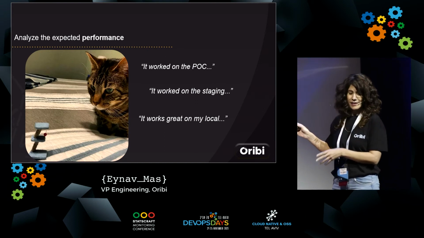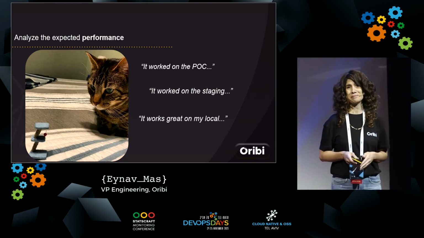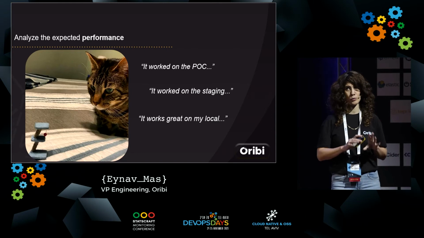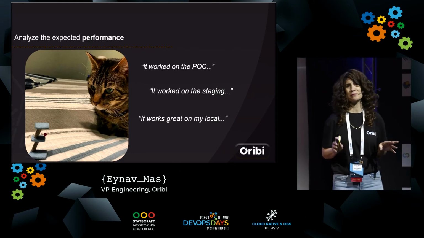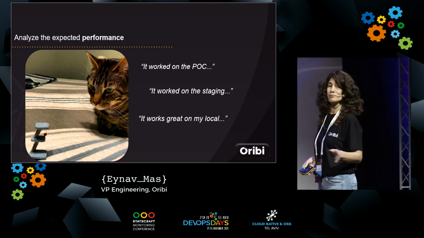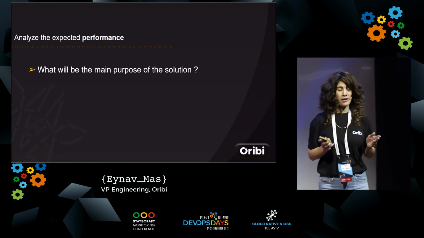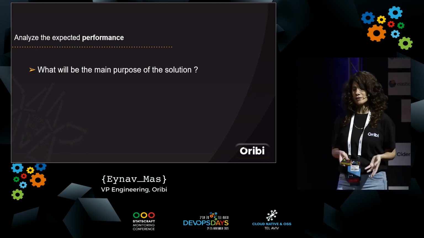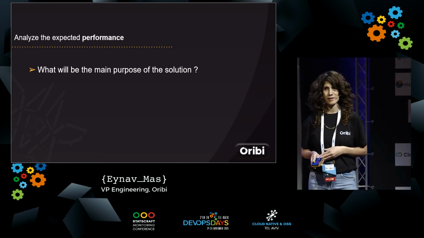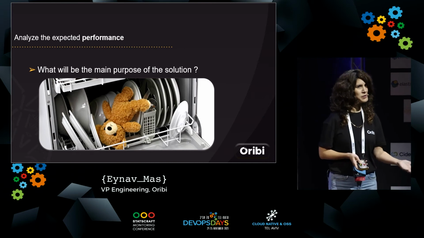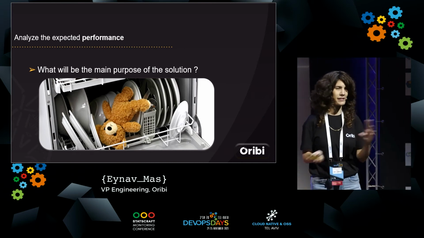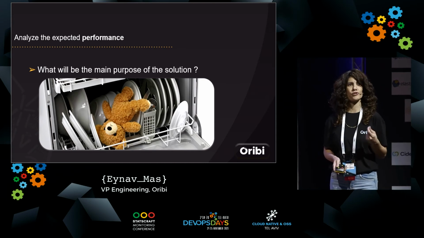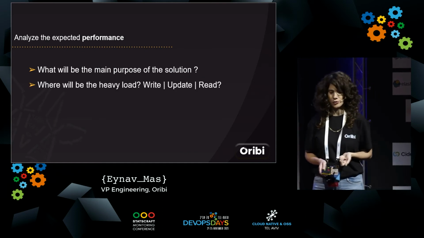First, try not to go under the assumption that what works on POC, staging, or worse, on your local environment will work the same on your production. Most of the time it won't. The first thing that you need to do is to think, what will be the main purpose of this solution? Are you building a washing machine or a dishwasher? Okay, and take it to the real world. I think that you can do it easily. What are you trying to solve exactly with this data solution?